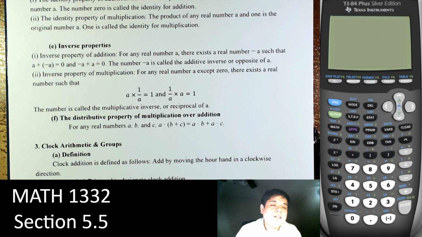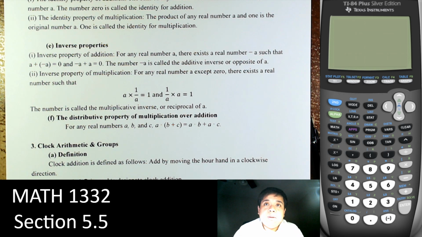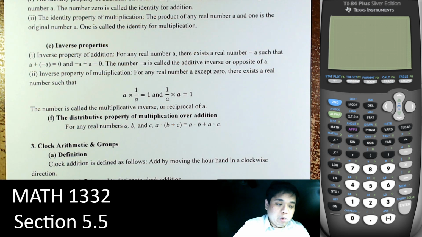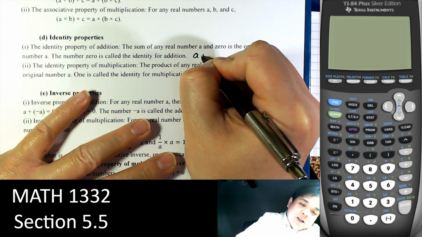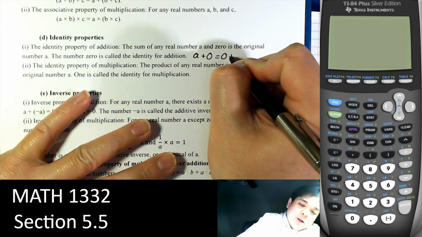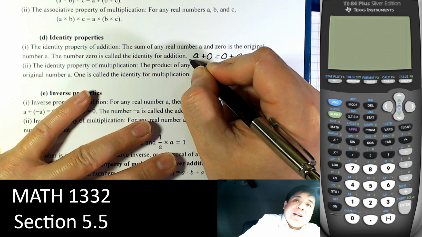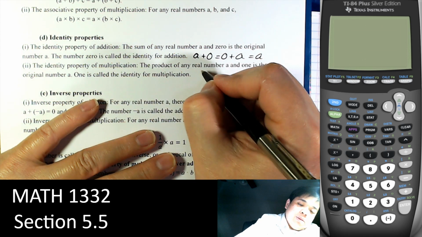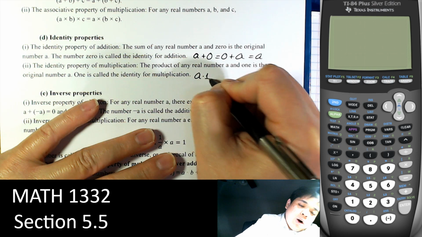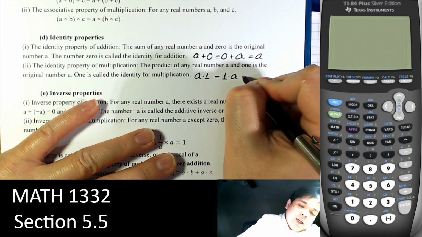And then identity properties is there is a number, when you add something to that number, it remains the same. So we write this. We have, for example, A plus 0 is equal to 0 plus A is equal to A. So any number plus the identity is itself. Same thing as multiplied by 1 is itself.